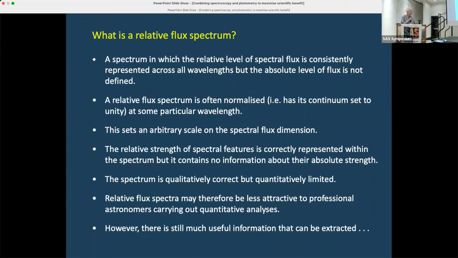Relative flux spectra may therefore be less attractive to a professional astronomer who is trying to carry out a quantitative analysis, because they haven't the ability to get absolute fluxes and energies out of that spectrum directly. However, there is still much useful information in such spectra that can be extracted. Next.